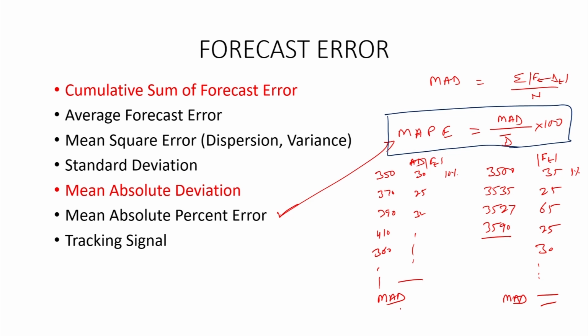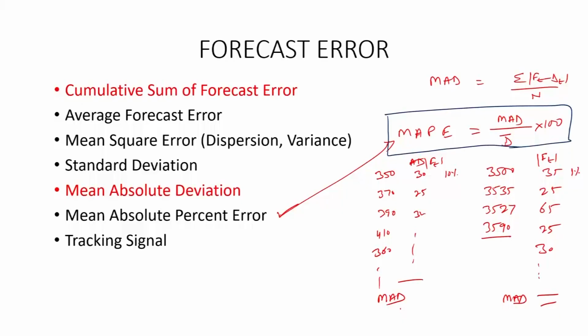Suppose your demand is growing, and you want to calculate the forecast error of the last 1 month vis-a-vis the previous year. The previous year demand was less, this year your demand has increased. So, in that case, if you take only mean absolute deviation, the two numbers are not comparable. You have to normalize it with the help of average demand, and then you can calculate mean absolute percent error.